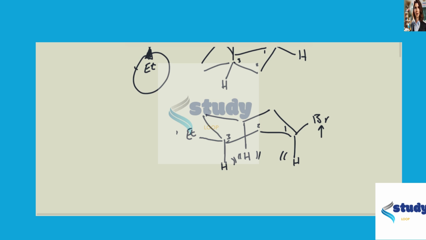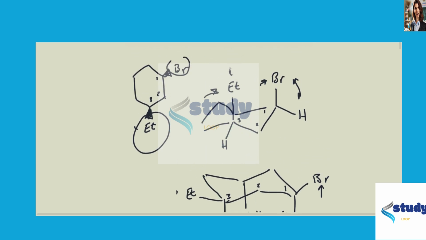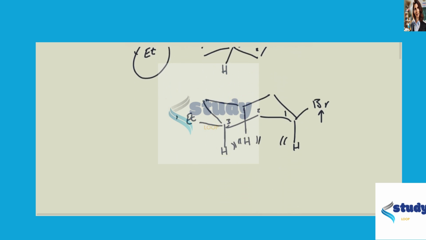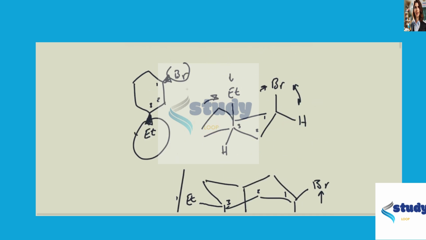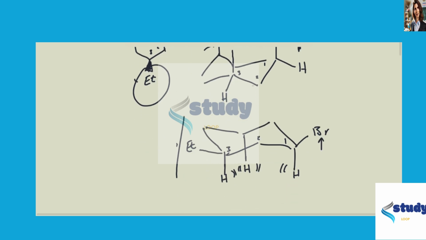So with ethyl or any large alkyl group, it's much more stable when it's equatorial, because when it's axial, remember that this ethyl is much bigger than a proton. It's going to be in the way, and the sterics are going to make this very unfavorable as the ethyl, the hydrogen, and the bromine interact with each other. So the more stable of the two conformations is the one shown here.